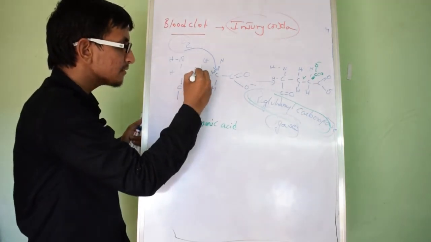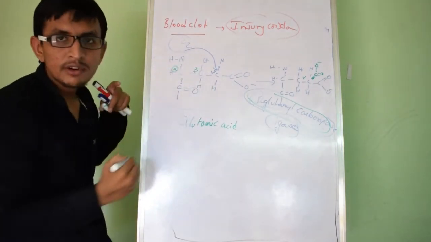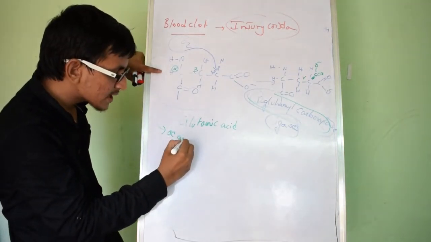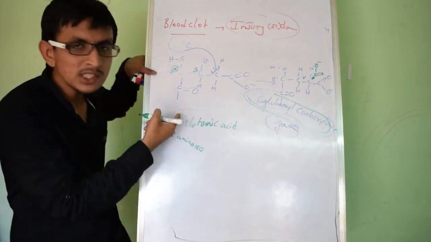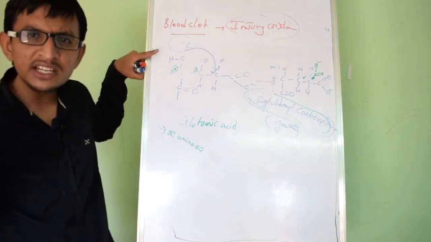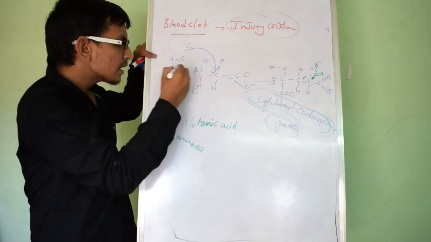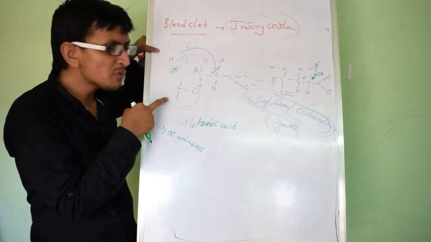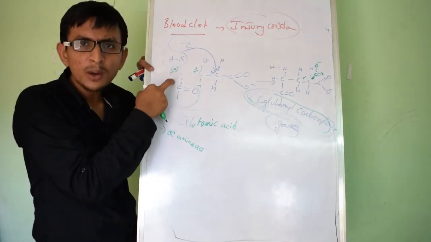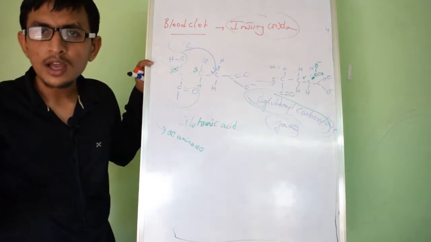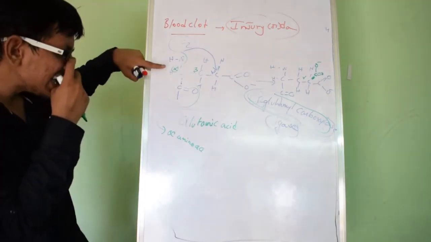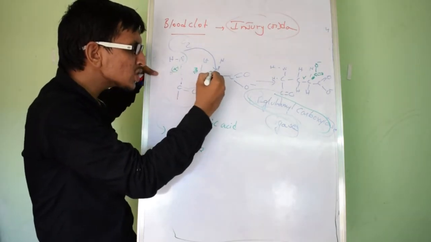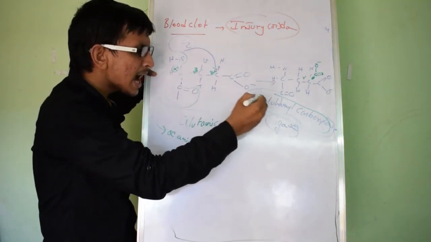So where is beta? Beta is here. Where is alpha? Why is it called alpha? This amino acid is also called an alpha amino acid. Usually, any amino acid having functional groups such as NH2 as well as COOH attached to the first carbon is called an alpha amino acid. Next to this alpha carbon we have the beta carbon, and next to this beta carbon we have the gamma carbon.